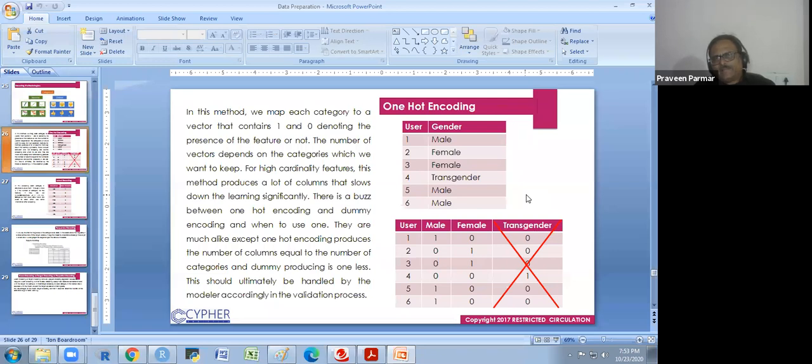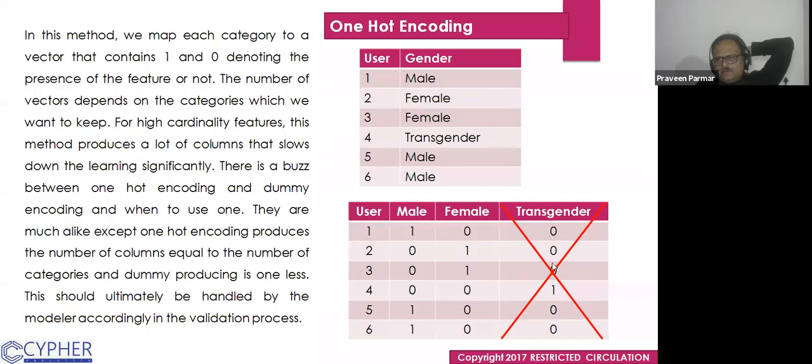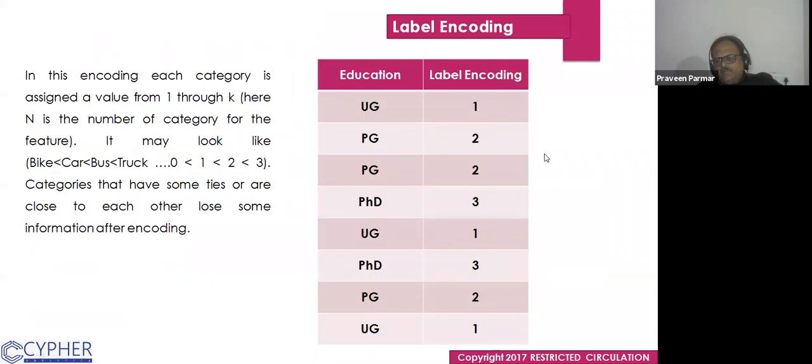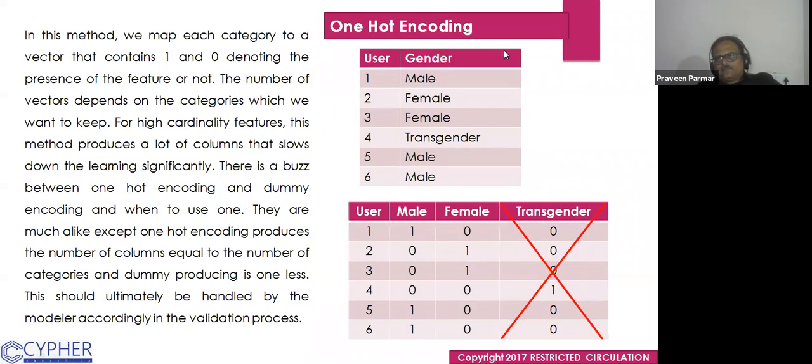Why 2 dummy variables? Why not all 3? Can somebody explain this? Why am I removing transgender? I could remove anyone, it's not a fixed rule. But one I have to remove. I have to take only n minus 1. This is the reference category.